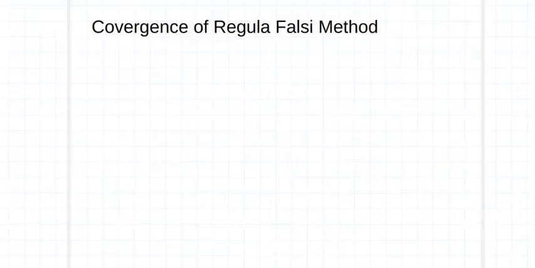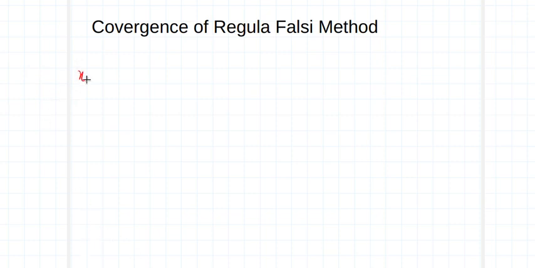So let us now discuss convergence of regula falsi method. In the earlier lecture, I talked about the convergence of bisection method and convergence of Newton-Raphson method. Convergence of bisection method is linear, whereas the convergence of Newton-Raphson method is quadratic. Now let us see what happens to the convergence of regula falsi method. And let us recall the iteration formula of regula falsi method.